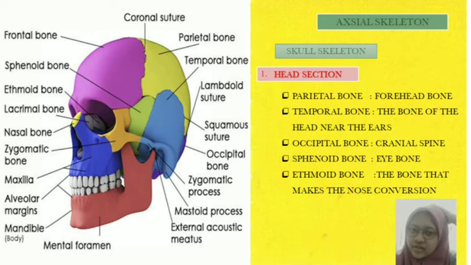1. Head sections. Parietal bone is the forehead bone. Temporal, the bone of the head near the ear. This is 3. Occipital bone. This is the cranial spine. 4. Sphenoid bone. 5. Ethmoid bone, the bone that makes the nose conversions.